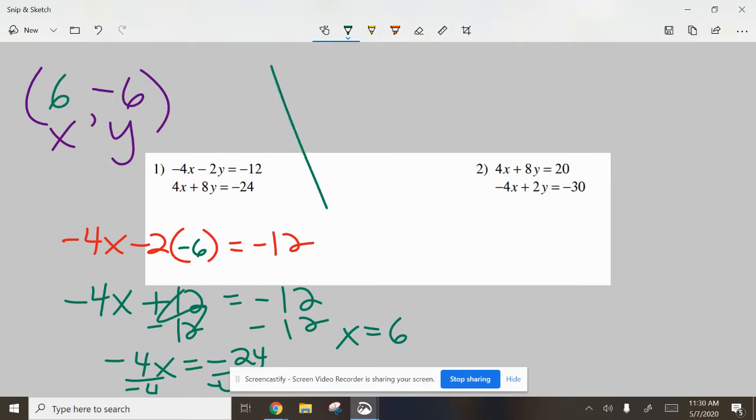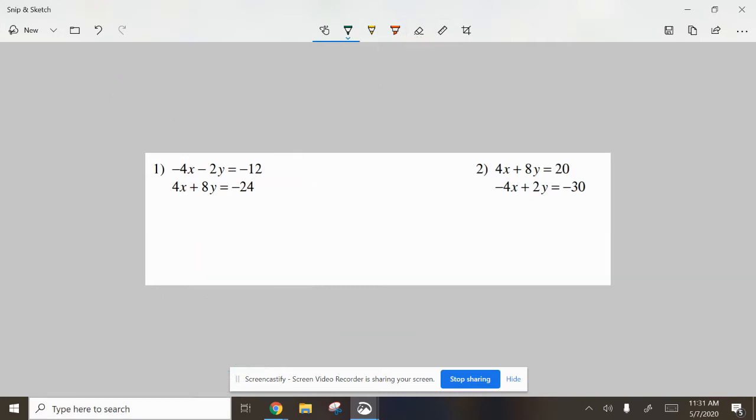Just like when we were graphing and these two points connected, if you graphed these two lines, they would connect at over 6, down 6. All right, that was the first problem. Let's do the next one over here. Why don't you go ahead and write this in your notebook and try to complete it on your own first, and then let's check our work, okay?